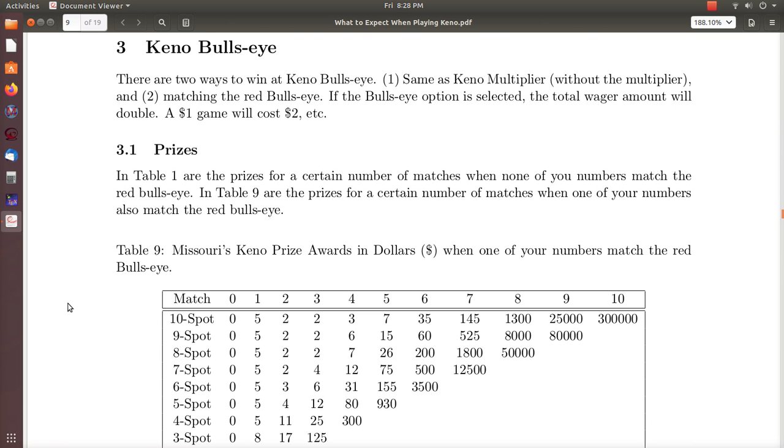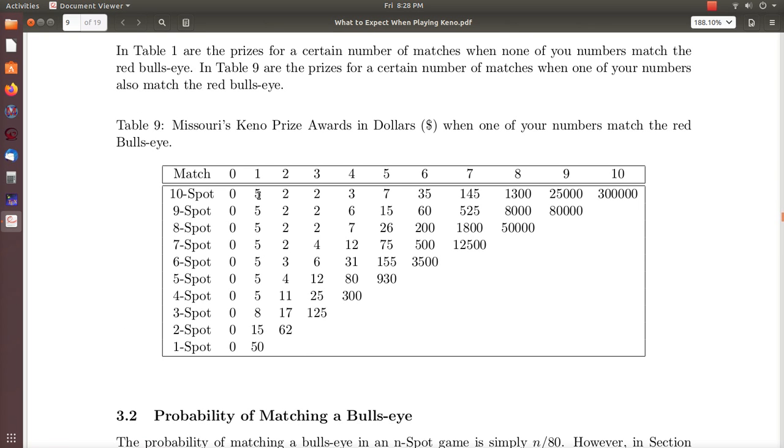So let's go down to the bullseye. And as I mentioned earlier, there are 2 ways to win. One, it's the same as Keno Multiplier. So the number of matches, without matching the bullseye, you get the same awards. And the second one is if you match the red bullseye. There's actually 2. There's a red one and a green. But when you play the bullseye option, you're only playing with the red bullseye when it picks it. And these are the awards. And my first note is that you win an award if you match the bullseye. And then how many matches in addition to that depends upon how big your prize is going to be.